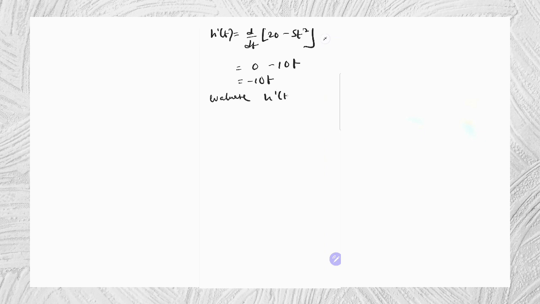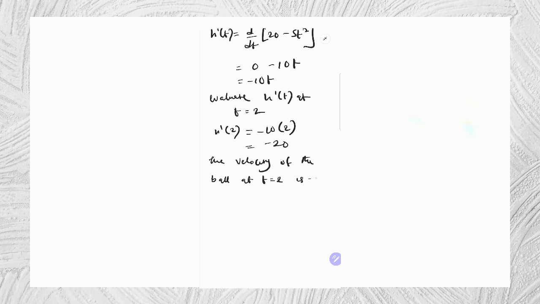Now it's time to evaluate the differential of h of t at t equals 2. All you have to do is slot in 2 everywhere you see t, and you get the differential of h of 2 is equal to minus 10 times 2, which is equal to minus 20. Now the interpretation. The velocity of the ball at t equals 2 is minus 20 units per second. And the negative sign indicates the ball is moving downward.